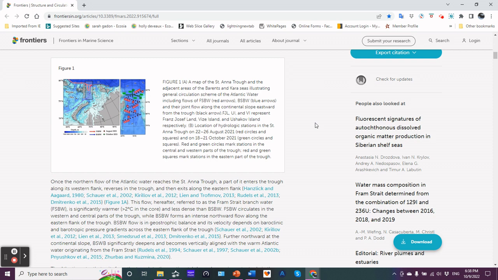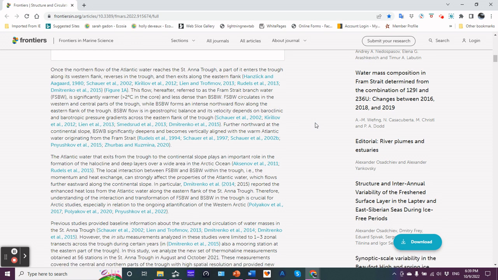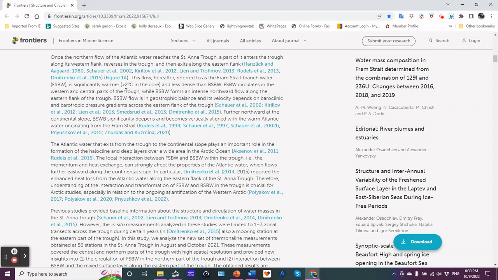Once the northern flow of the Atlantic water reaches the St. Anna Trough, part of it enters the trough along the western flank, reverses in the trough, I just showed you that, the red arrows, then exits along the eastern flank. That flow is referred to as the Fram Strait branch water, is significantly warmer, greater than 2 degrees C in the core, less dense than the Barents Sea branch water, excuse me. The Fram Strait branch water circulates in the western and central parts of the trough, while the Barents Sea branch water forms an intense northward flow along the eastern flank of the trough.